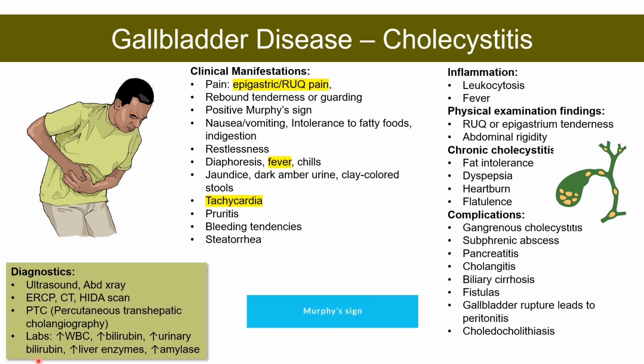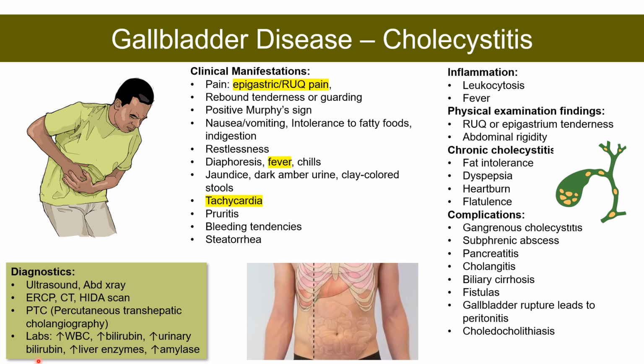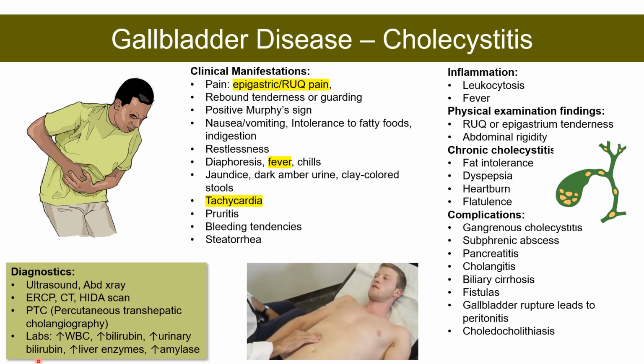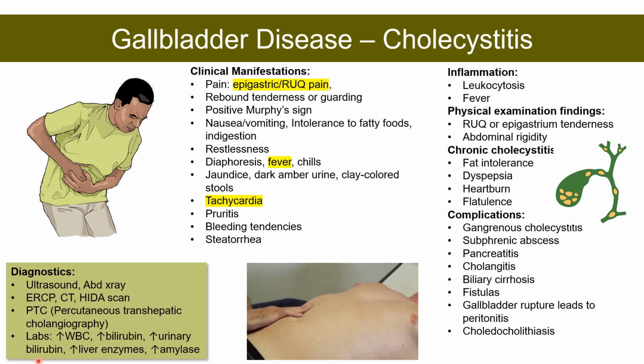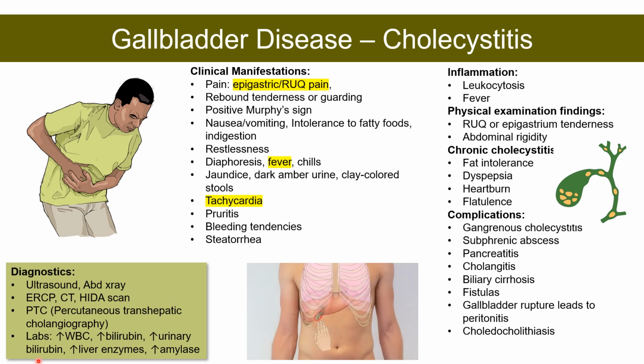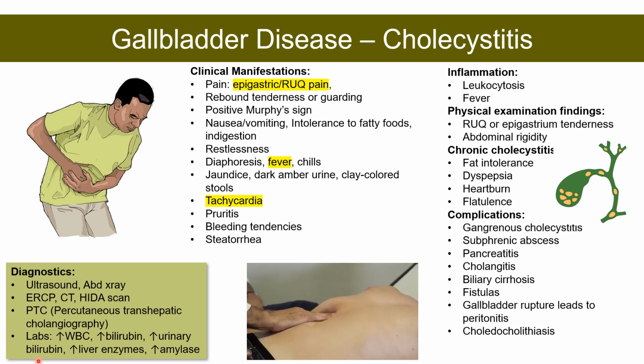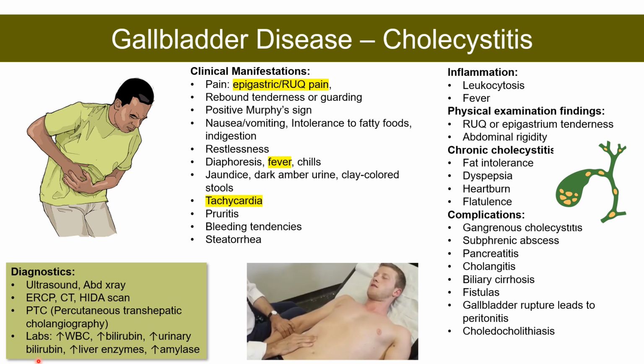Murphy's sign. Ask the patient to exhale while palpating the gallbladder area medial to the midclavicular line. Now instruct the patient to take a deep breath so the gallbladder is pushed down and against the examiner's fingertips as the lungs expand. If cholecystitis is present, the patient will experience a sharp and sudden pain, causing them to abruptly cease inhalation. This reaction is known as a positive Murphy's sign.